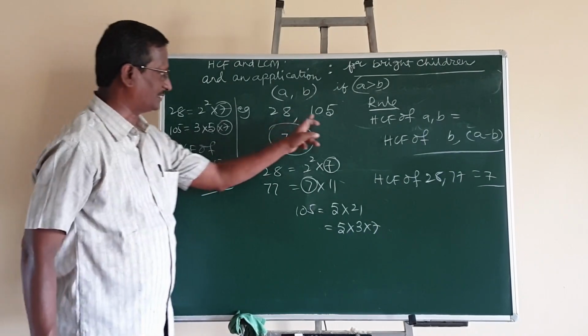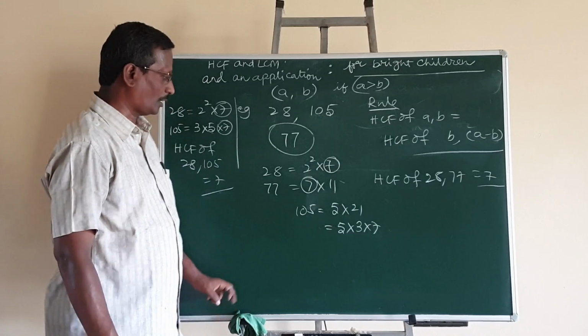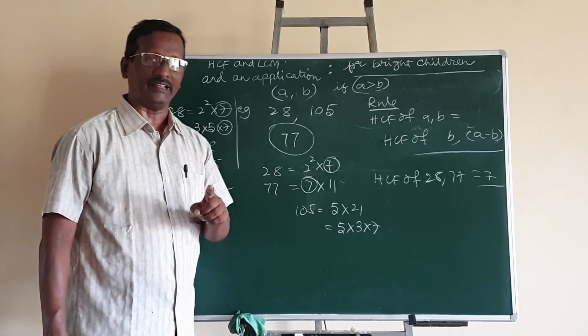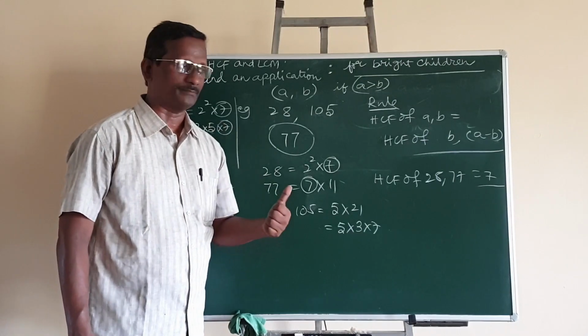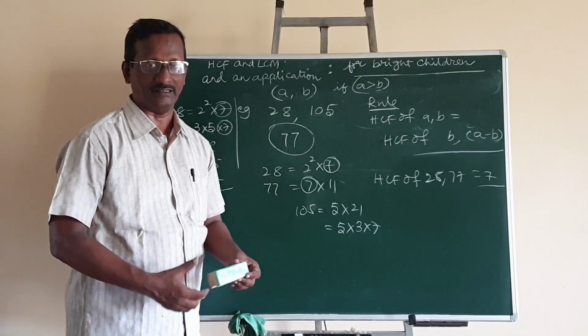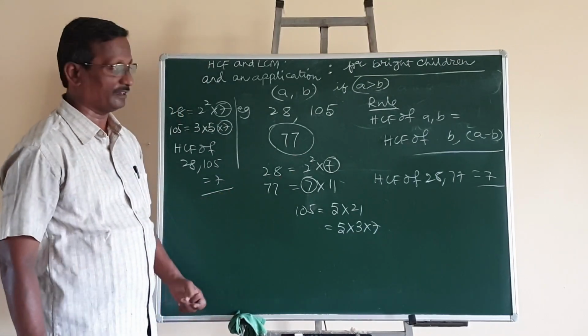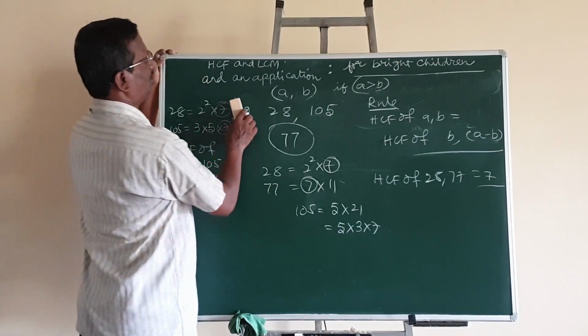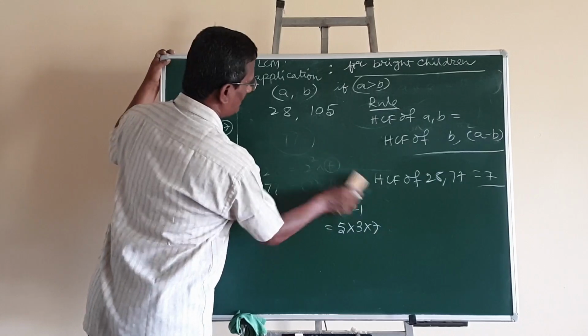So whether you find the HCF of these two numbers or you find the HCF of these two numbers, it is the same. So it is easy. We can reduce the number so that the work is easy for finding the HCF. There is another method to find out HCF in a shortcut way.